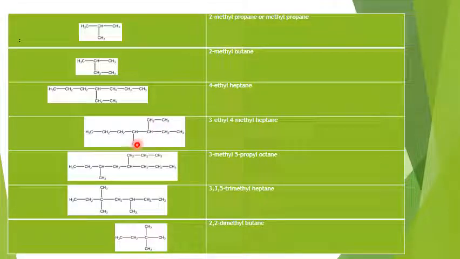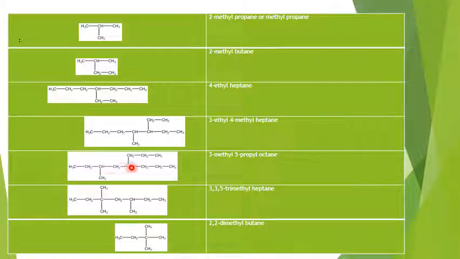Okay, so the answer would be 3-ethyl, 4-methyl heptane, with ethyl coming before methyl because of the alphabet. It's not the numbering that determines which one goes first. If ethyl would have come off at number 4, ethyl still would have been first. It might have been 4-ethyl, 3-methyl.